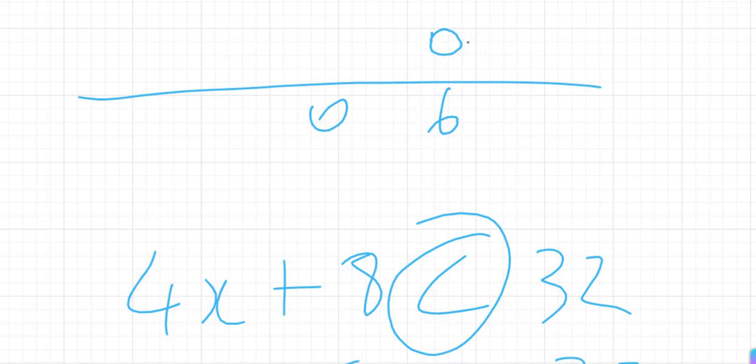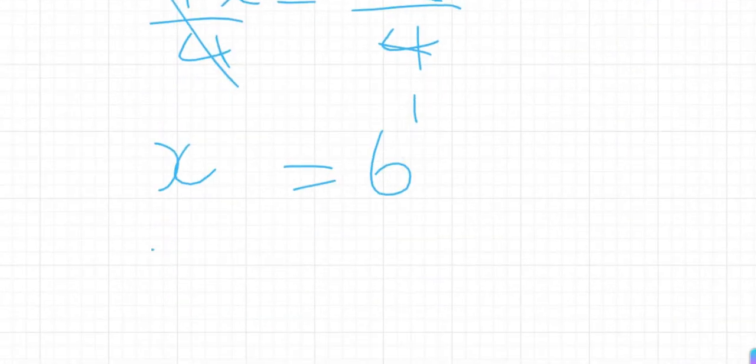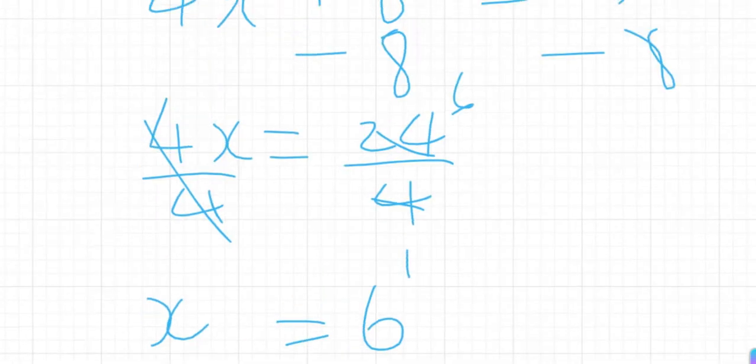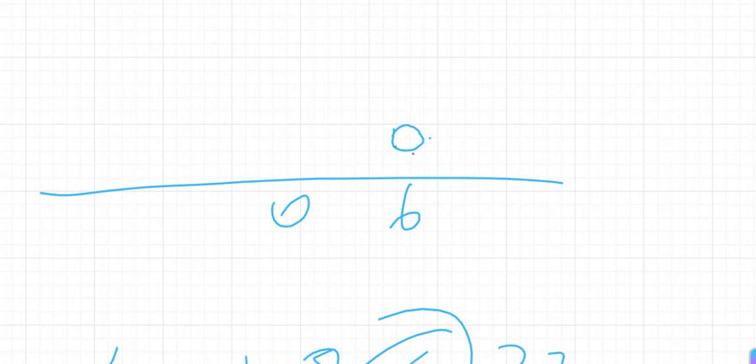Let me check it. It said x is what? Oh, x is less than 6. So is it less than 6? That simply means it is heading in this direction, because it is less than 6, and it continues way down to infinity.